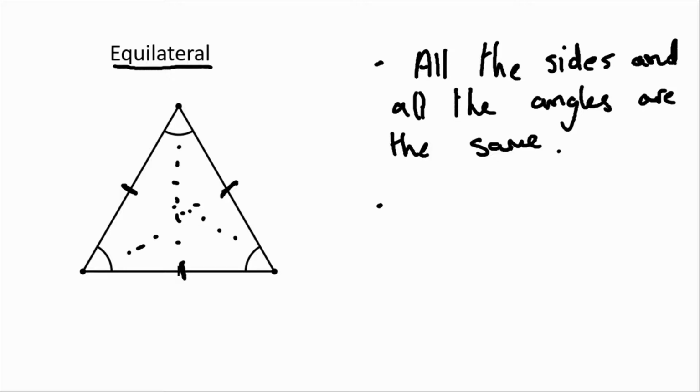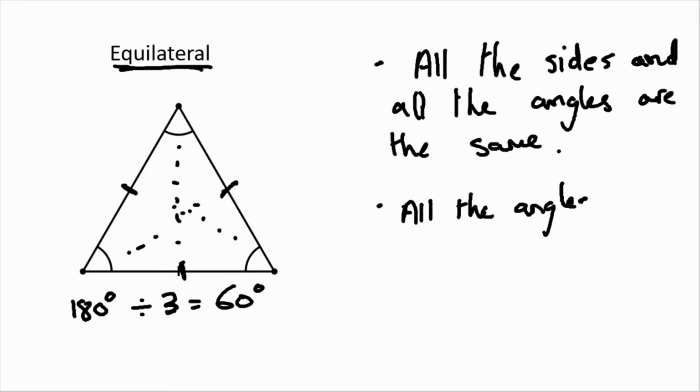Now, this does mean that all the angles are the same. We know that a triangle has 180 degrees for all its angles. We're dividing by 3 because there's 3 angles. So all the angles in an equilateral triangle are going to be 60. All angles are 60 degrees.